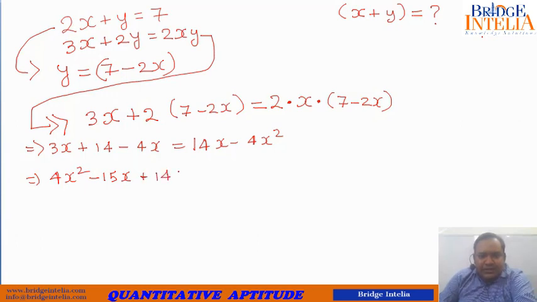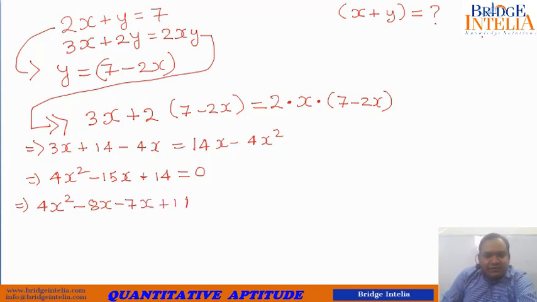plus 14 is equal to 0. So you can rewrite 14 fours are 56. So 56, 8 and 7, 56. So you can break this as 4x square minus 8x minus 7x plus 14 is equal to 0.